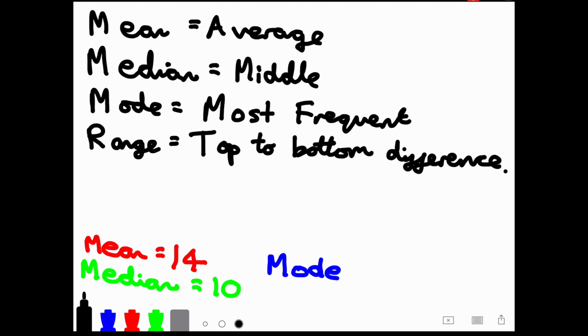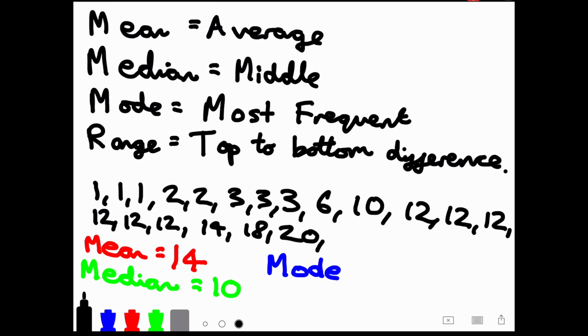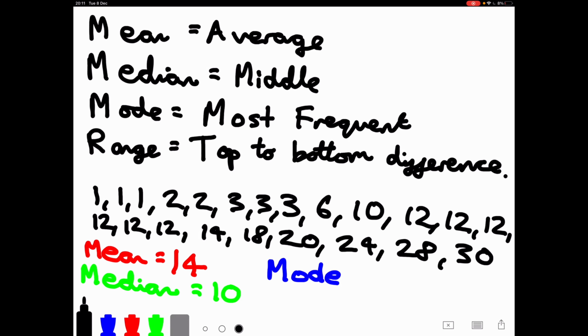So, let's do 1. And this is going to be a good one to practice the mode with, and also to practice the range with. So, let's start with the mode. The mode is the most frequent number in the set of data.